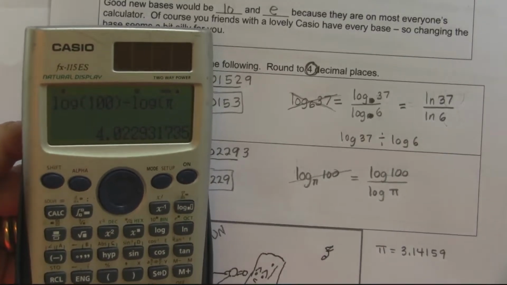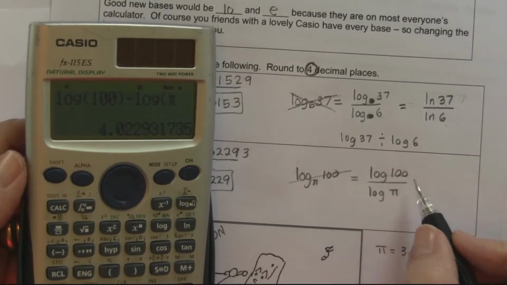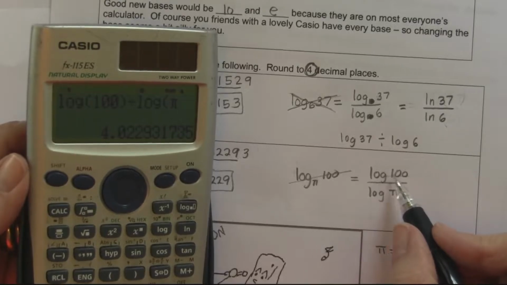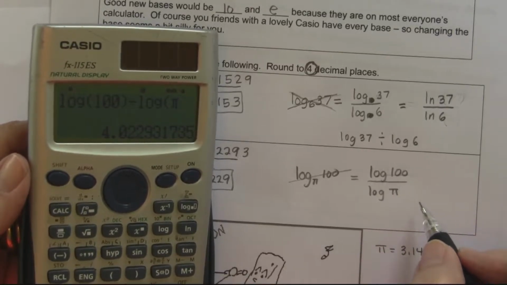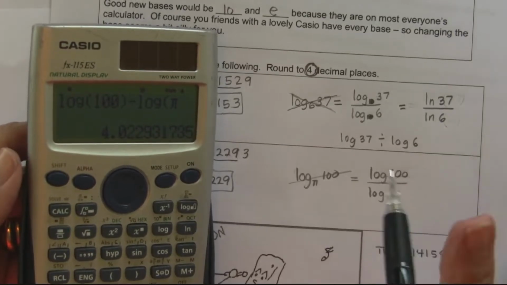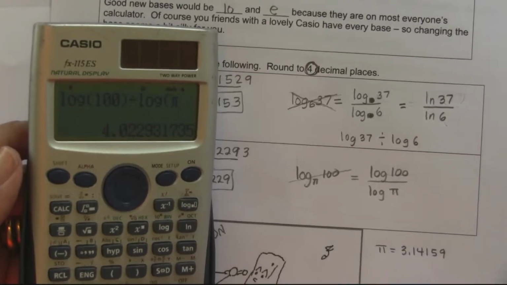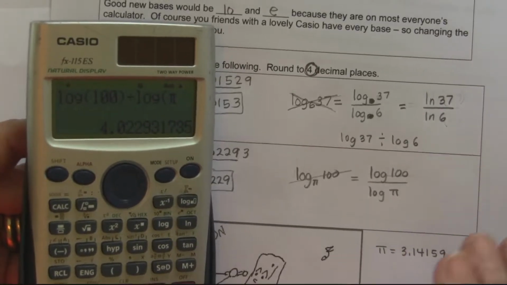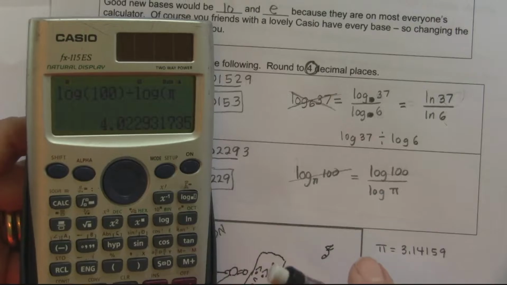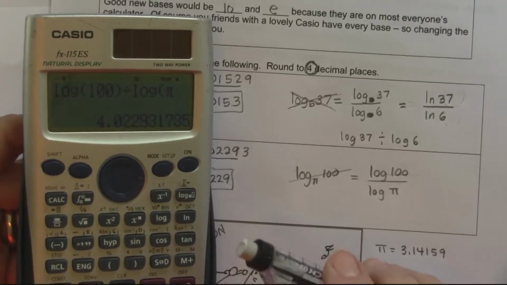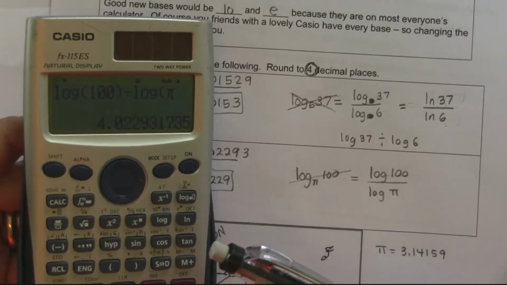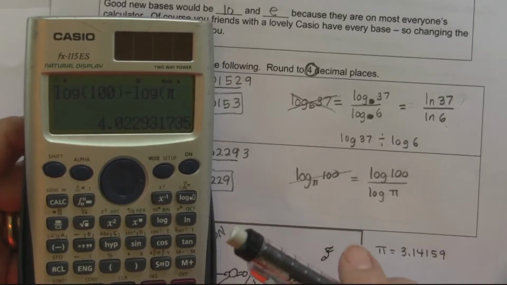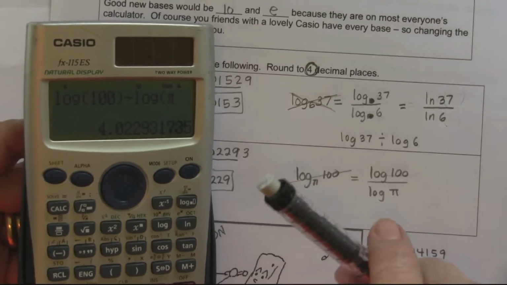You can't mix and match. It's not going to be equal if I do log of 100 divided by natural log of pi. So you can't mix and match. It has to be the same top and bottom. And it could be any base. There's no reason to do base 2, but if you had a computer calculator or whatever have you, it might have base 2 on it.